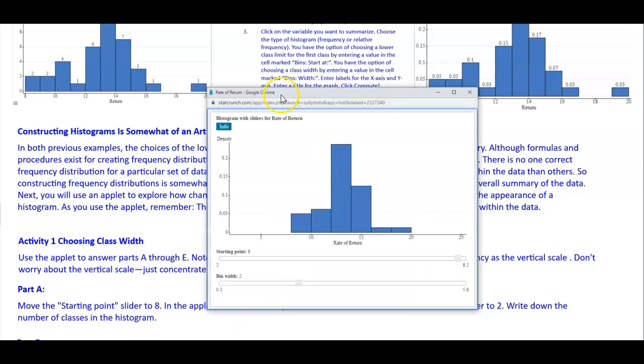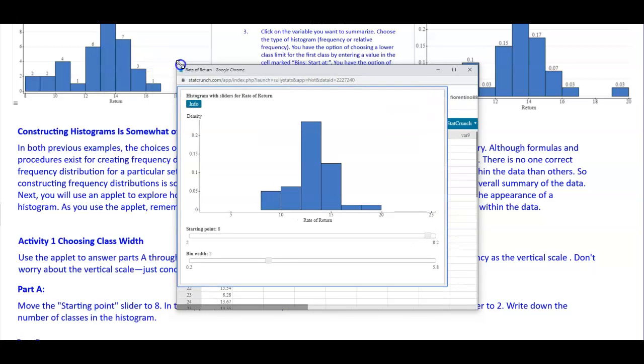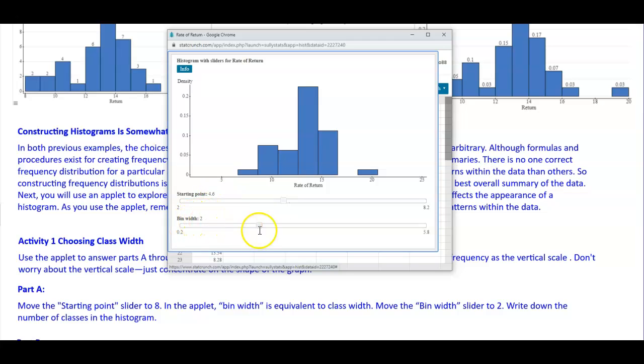So here is the applet. Histogram with sliders for rate of return. Down here is the rate of return, and our vertical scale is density. The first part is the starting point, so you can scroll here from left to right depending on the number that you want. And then down here represents the bin width.